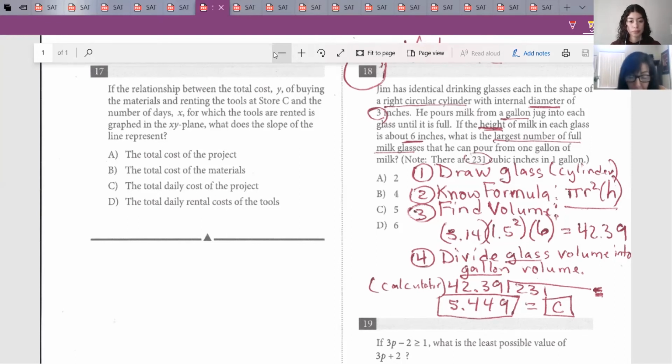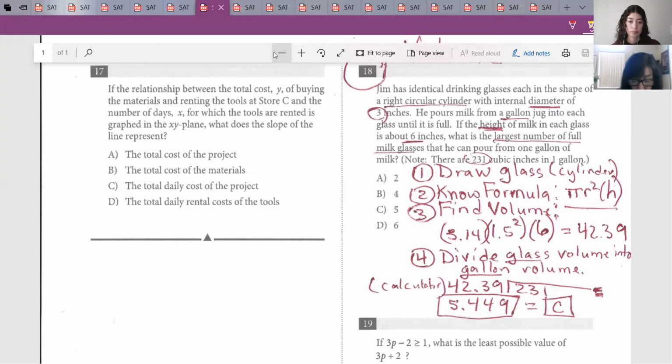So I have 3.14 for our pi, radius squared, 1.5 squared. Notice it is not 3 squared, because that's the diameter, times 6, the height, which is equal to 42.39. This is on the calculator section, as most of the geometry questions are, so you can use your calculator for it.